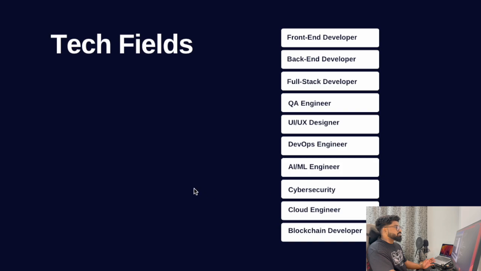So let me talk about some of the tech fields that are available in the market. So we have front-end developer, back-end developer, full stack developer, QA engineer, UI UX engineer, DevOps engineer, AI ML engineer, cybersecurity, cloud engineer, blockchain developer, and many more. But these are some of the few popular fields that are in the market. So let's say now you might be wondering which field is right and which field would be right for you.